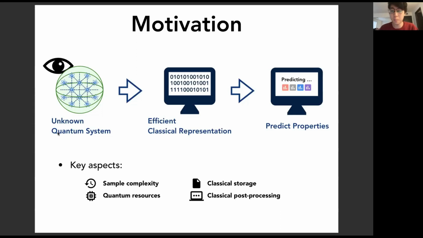There is also quantum resource, which is how expensive it is to measure the quantum system. You can have a very deep quantum circuit for measuring the quantum system or a very shallow circuit. That's the quantum resource. You also have classical storage, like how big your classical representation is, as well as classical post-processing, like how efficient it is to represent and to predict properties, and so on.